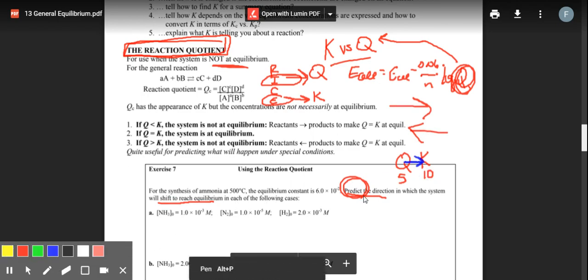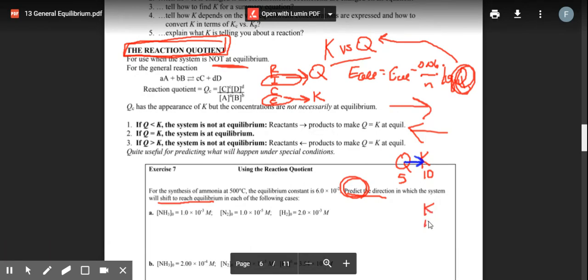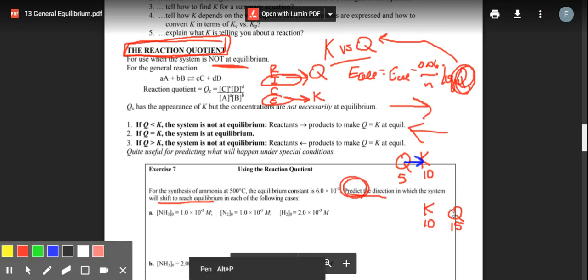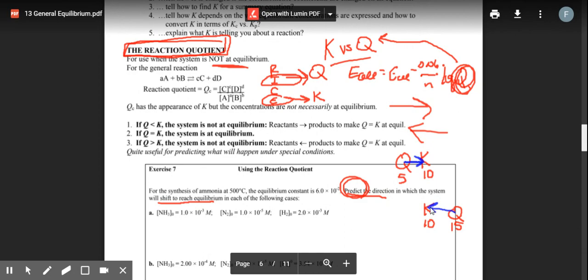If our K again is 10, and our Q value that we've calculated is greater than our K value, so let's say maybe this is 15, maybe it's 20, maybe it's 25, some number greater than my K's value, what that means is that my reaction is going to have to shift towards the reactants to make more reactants in order to reach equilibrium. So your comparison of K to Q is going to denote which way the reaction is going to go in order to reach equilibrium.